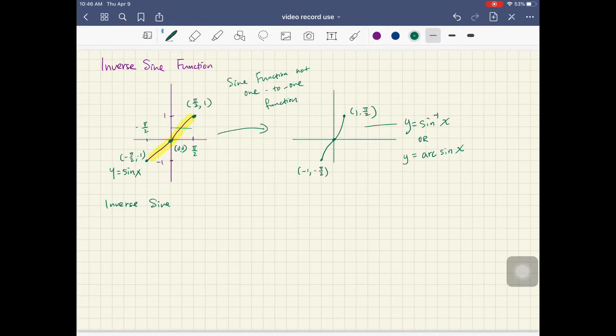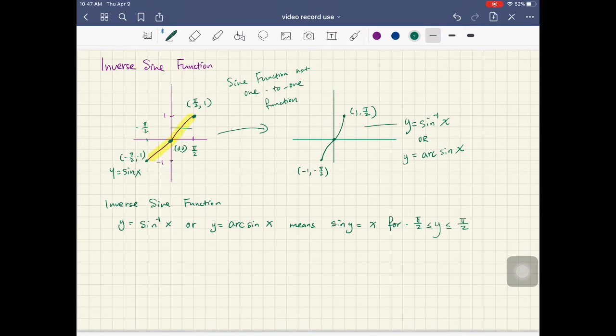Combining the discussions we have, for the inverse sine function, we're using the symbol either sine inverse of x or arc sine of x. That means sine of y equals x. We do have a restriction for the y. Y is going to be between negative pi over 2 and pi over 2.